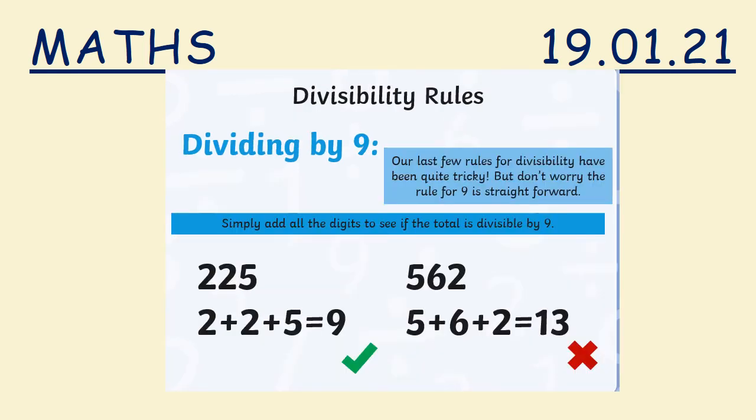Dividing by 9. Our last few rules for divisibility have been quite tricky. But don't worry, the rule for 9 is straightforward. Simply add all the digits to see if the total is divisible by 9. 225. 2 plus 2 plus 5 is 9. Yes, it is possible to divide 9 by 9. 562. 5 plus 6 plus 2 is 13. Not possible to divide 13 by 9.